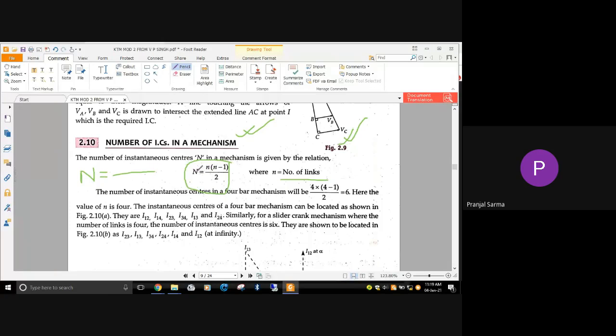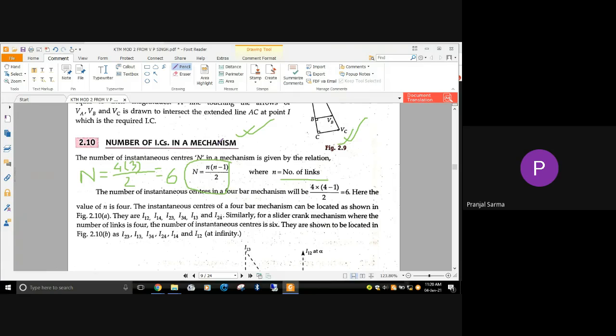Because the number of instantaneous centers N equals n into n minus 1, where small n is the number of links, divided by 2. So for a slider crank mechanism, how many links are there? 4 links. Okay, 4 links. So that means 4 into 4 minus 1, that is 3, divided by 2. How many instantaneous centers will there be? 6. Okay, 6.